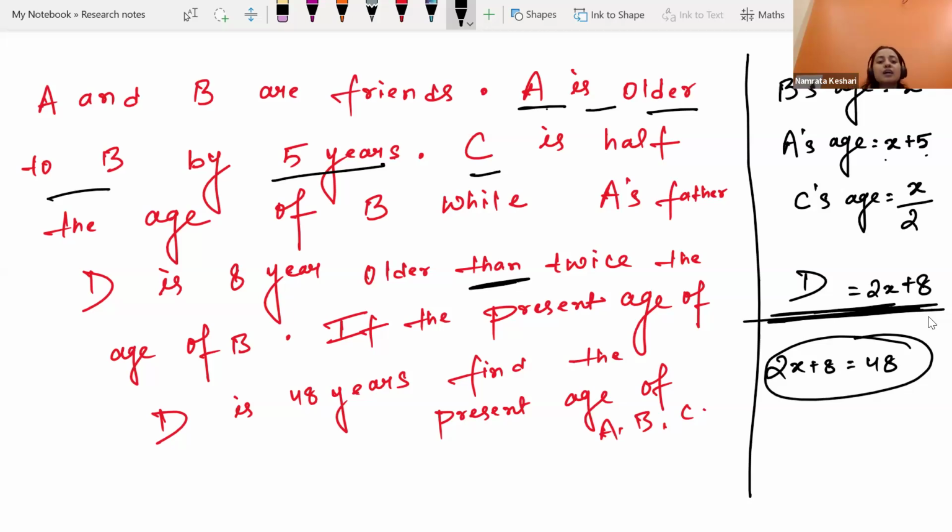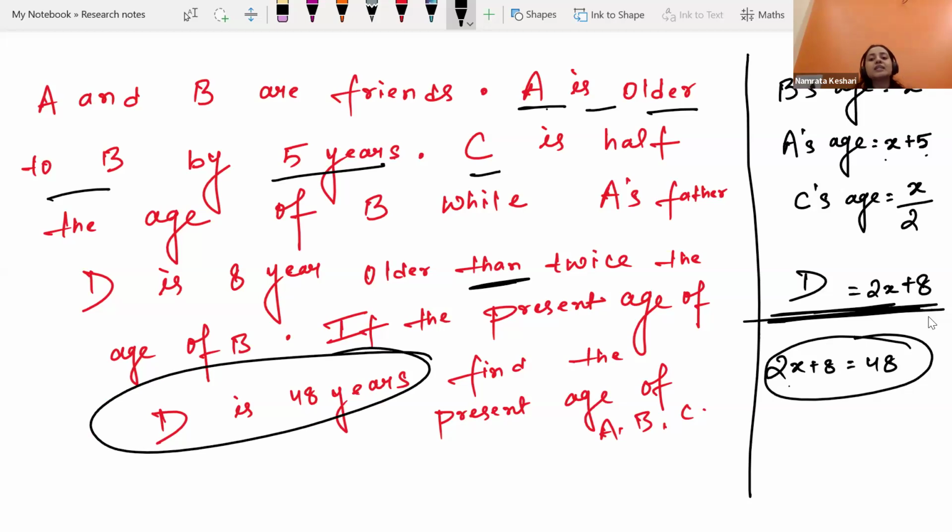Now, it is given that the actual age of D is 48 years. So according to our assumption, the age of D is 2X plus 8. According to the question, the age is 48 years. We can compare it, right? If we compare it, we will end up getting the x value. Let's take out the x value from here. So 48 minus 8, 2x will be. Please take out the x value and tell me, what are you getting as the x value?